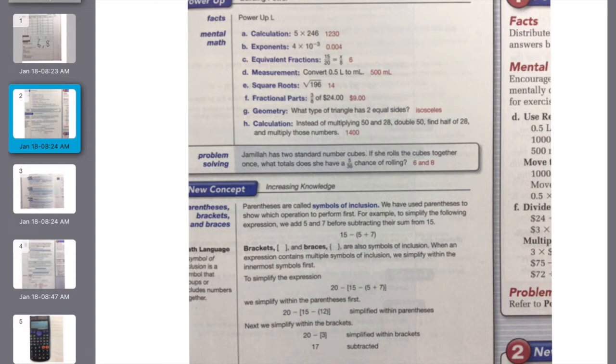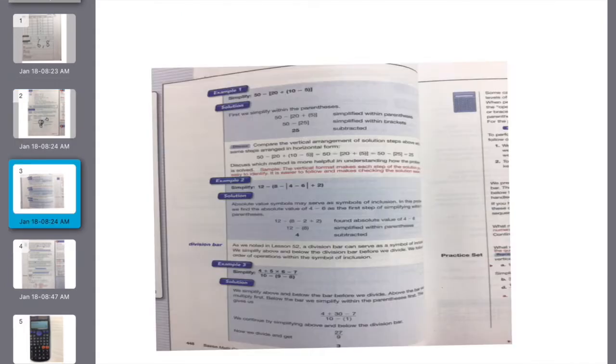So to simplify this expression that they gave you, 20 minus 15 minus 5 plus 7, you would start by doing this guy first because it's innermost. So that's how they got the 12. Then you move to the brackets next. That's how they got the 3. Then you do the final one, and it finishes off. So we're going to work from inside the parentheses, outside, innermost, outward, to be able to do those things.